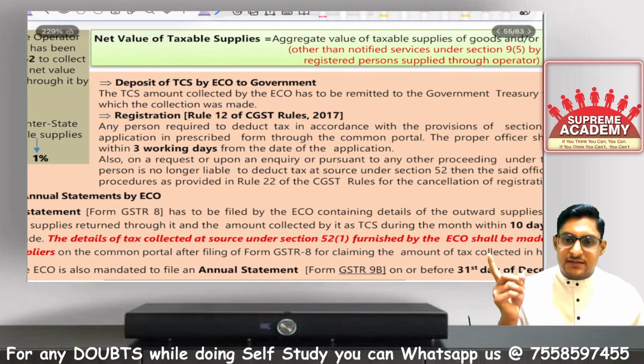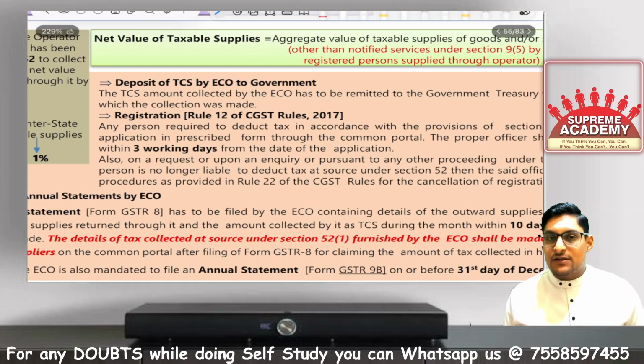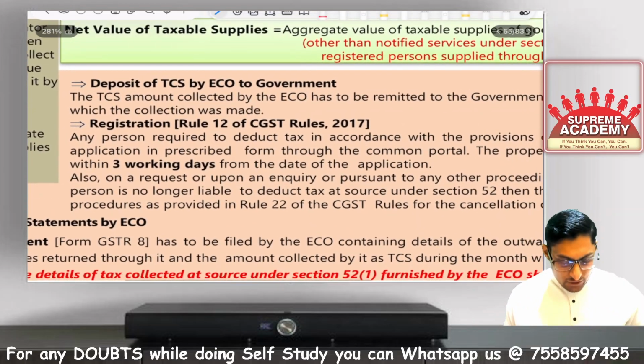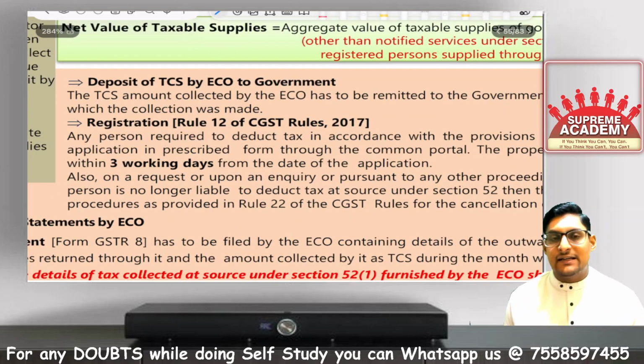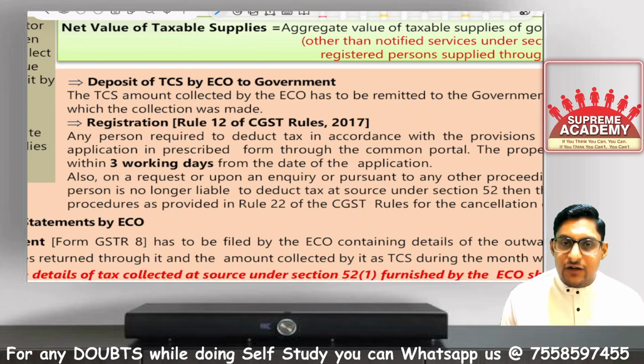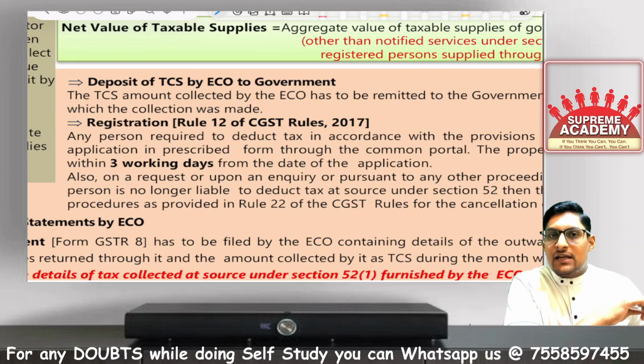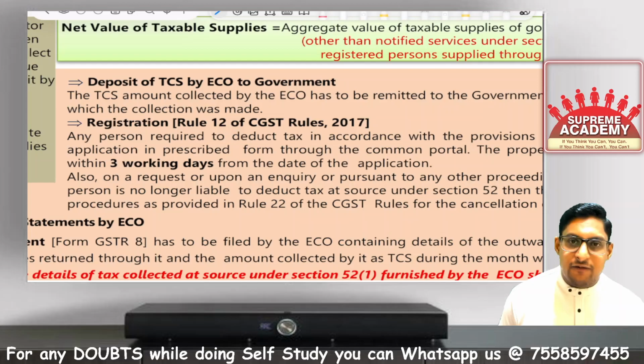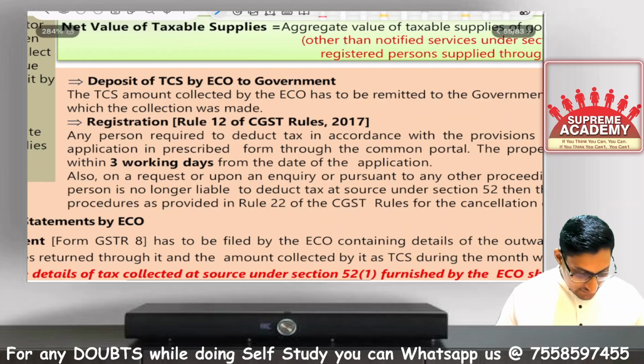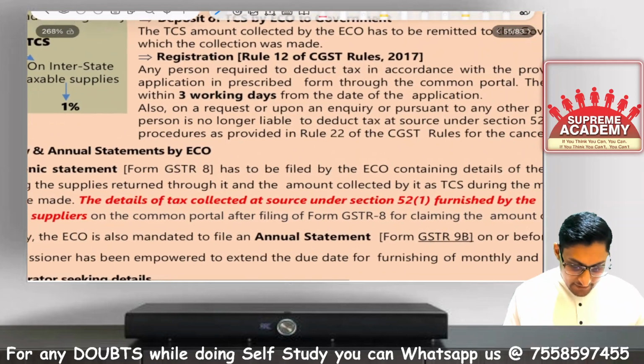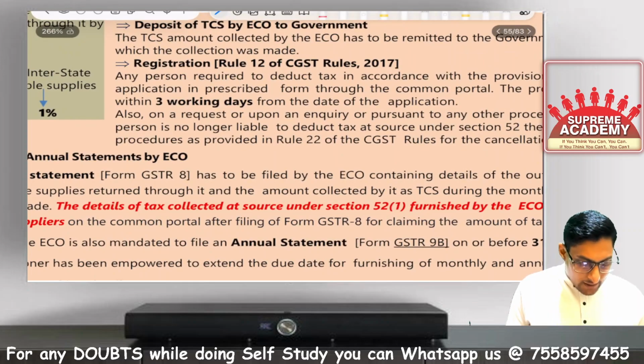And just like under TDS, the registration procedure here is the same. The person who is collecting tax at source under section 52 has to make a compulsory registration as per section 24 of the Act. Same provisions apply here, and mandatorily the officer has to approve the registration within 3 working days from the date of application.